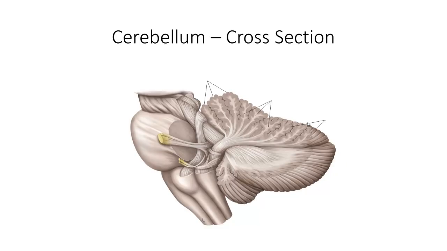Cerebellum in cross-section, which is on a sagittal view, we can clearly see these finger-like projections, which is going to be our folia. Sitting in between the folia is going to be white matter called the arbor vitae, or the tree of life. And then we have our cerebellar cortex, which is the gray matter, which is going to sit outside of this white matter here.